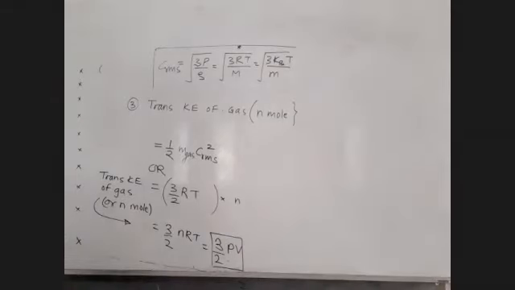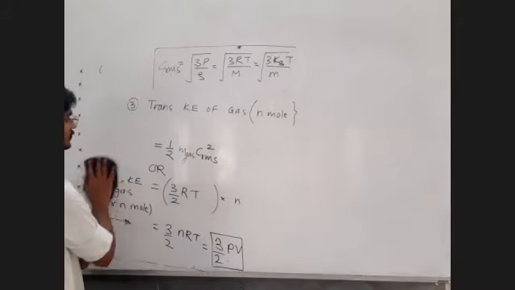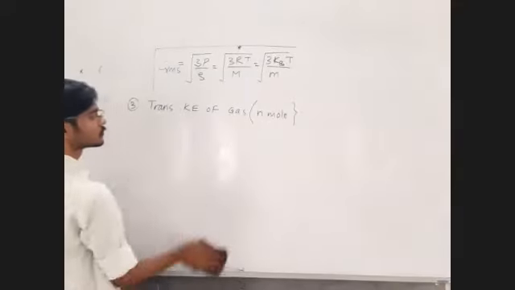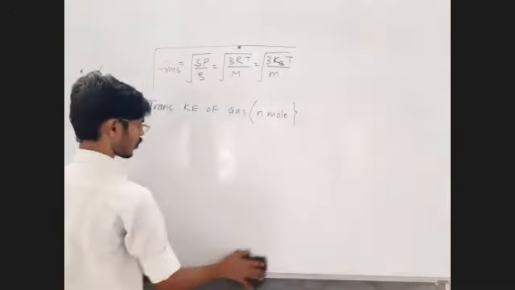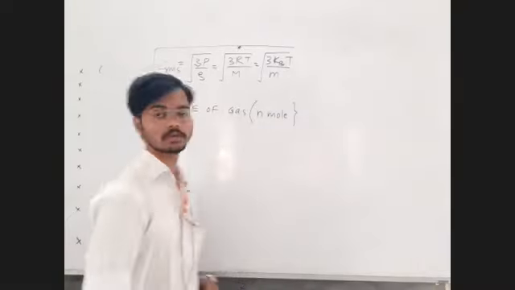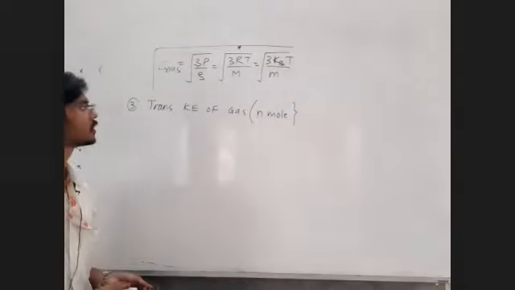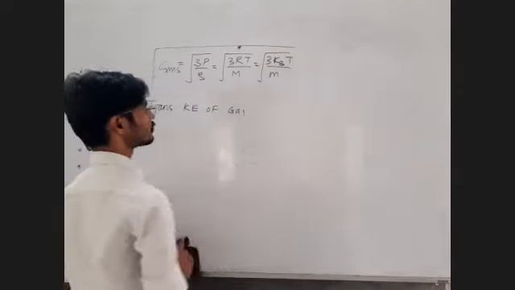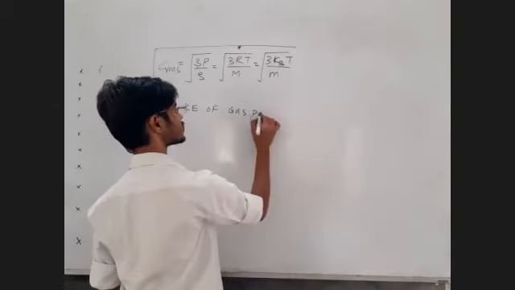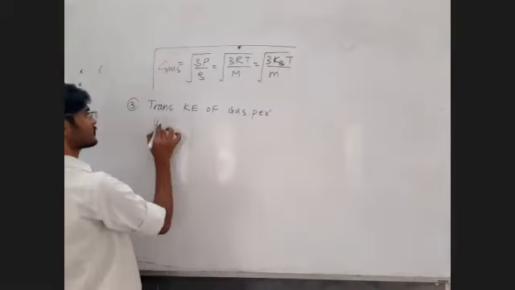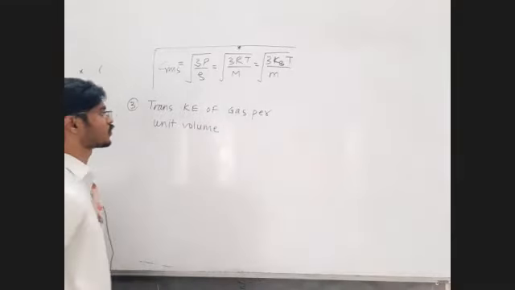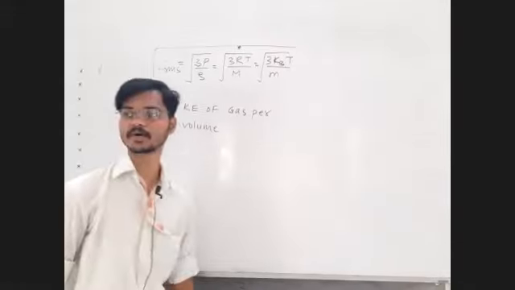Done. Now let us try to find out some other formulae. I don't want you to remember all the formulae, but I want you to know the method, remember the method. Let us try to find out the translational kinetic energy of a gas per unit volume. How to find out the translational kinetic energy of a gas per unit volume?